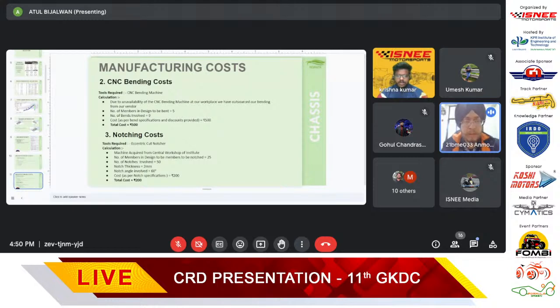Coming to the notching cost, the tool required is an eccentric notch cutter, and the machine is acquired from our central workshop. The total number of members that are to be notched is 25. Number of notches involved is 50, notch thickness is nearly 2, and notch angle involved is 60 degrees, which sums up to the total cost of 200 rupees.